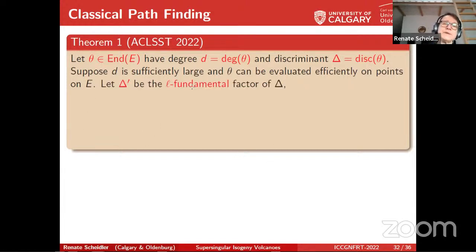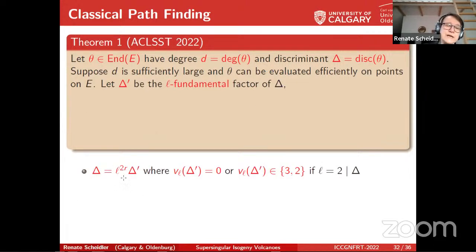Now let delta prime be the so-called L fundamental factor of delta. So what is this? You take your delta, you pull out as many L squareds as you can, and what's left is delta prime. Well, you have to be a little bit careful for L equals 2, because basically this delta prime has to be a discriminant, so it has to be 1 or 0 mod 4. But anyway, you pull out a bunch of L's, and that's delta prime. And let's assume that that's not too big. That's a reasonable assumption. In most cases, it isn't.